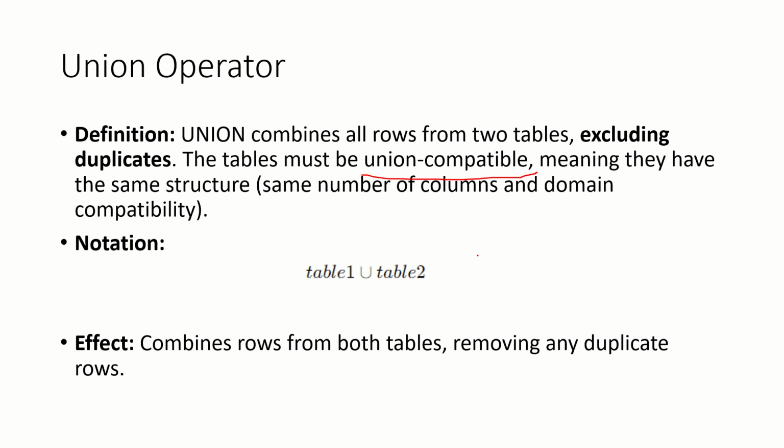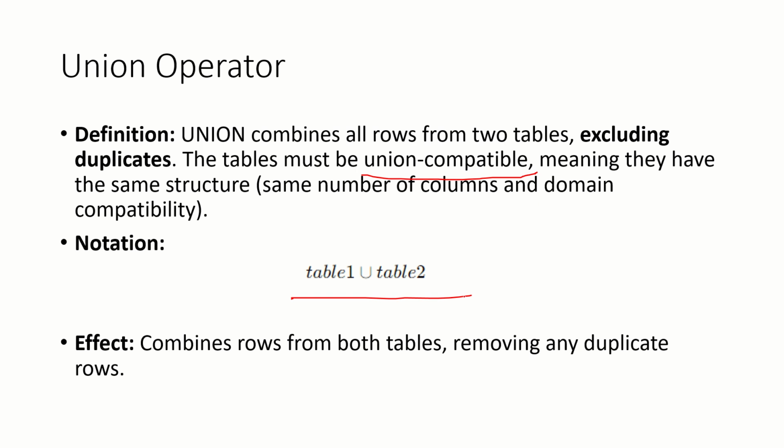So for example, one table's first column is for numbers only, and then in another table, the first column is for strings. So they are not domain compatible. That means it's not union compatible. So if you want to combine two tables, you need to make sure they are union compatible, the same columns, and each column should match with the same domain.